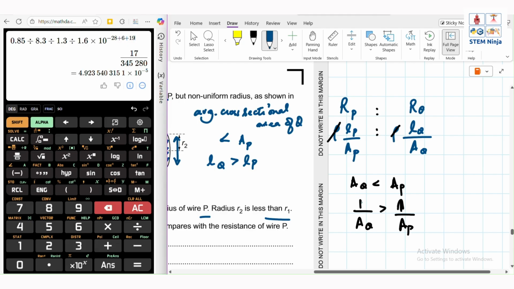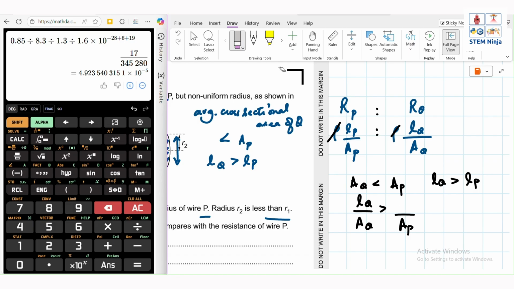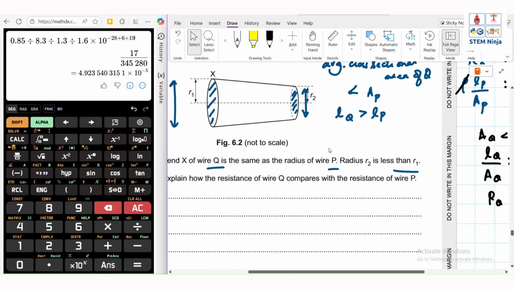Furthermore, the length of Q, my bad, length of Q is greater than length of P. So that would mean that it's just adding on to this. So L of P. So this means that the resistance of Q would be greater than resistance of P.